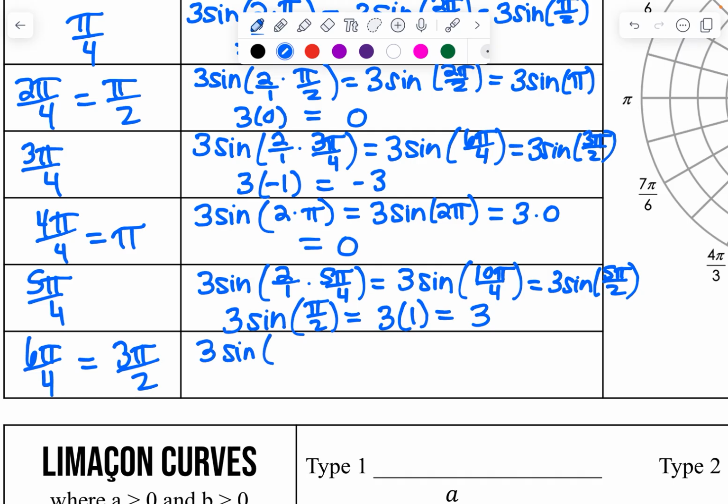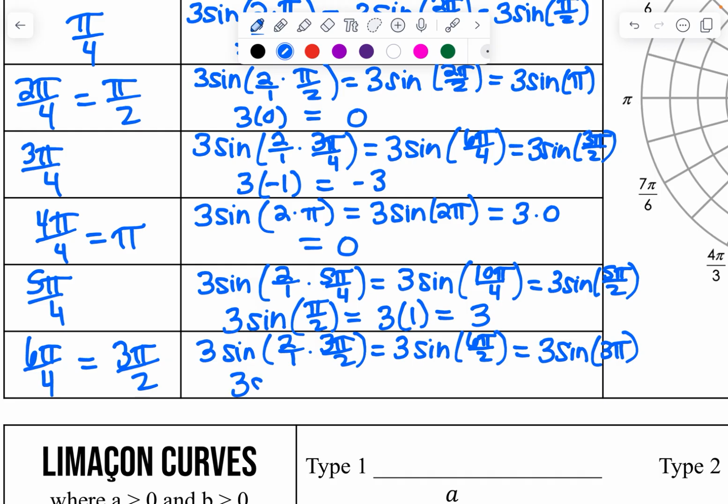So 3 times the sine of, I forgot my 2. 2, which is 2 over 1, times 3 pi over 2. So we would get the sine of 6 pi over 2, which is really just 3 pi. And if we subtract 2 pi from that, we would get just pi. And we know the sine of pi is 0, so 3 times 0 gives us 0.